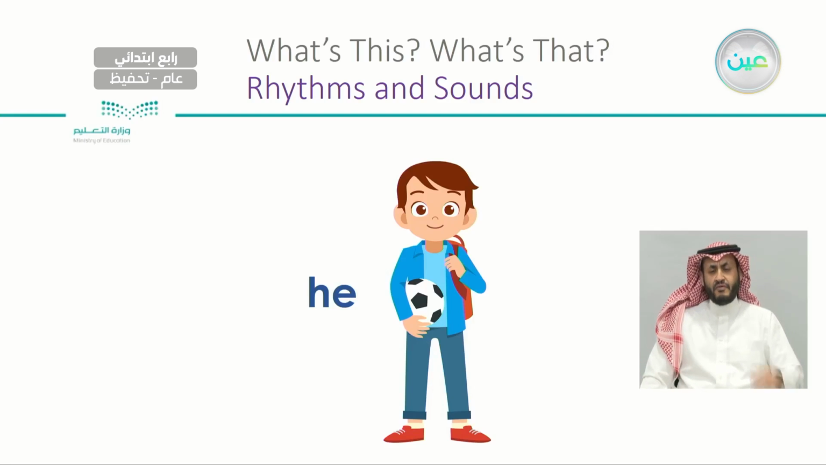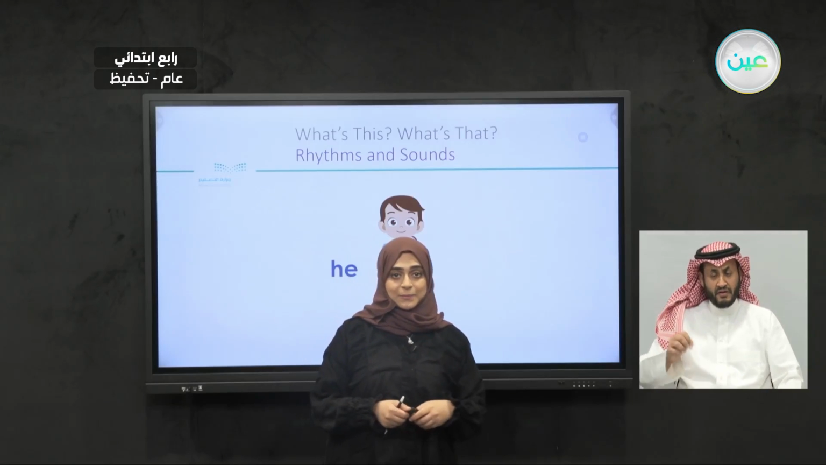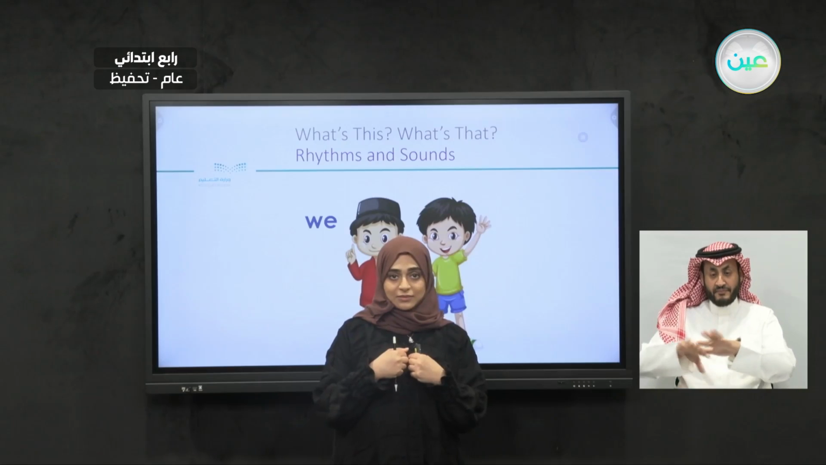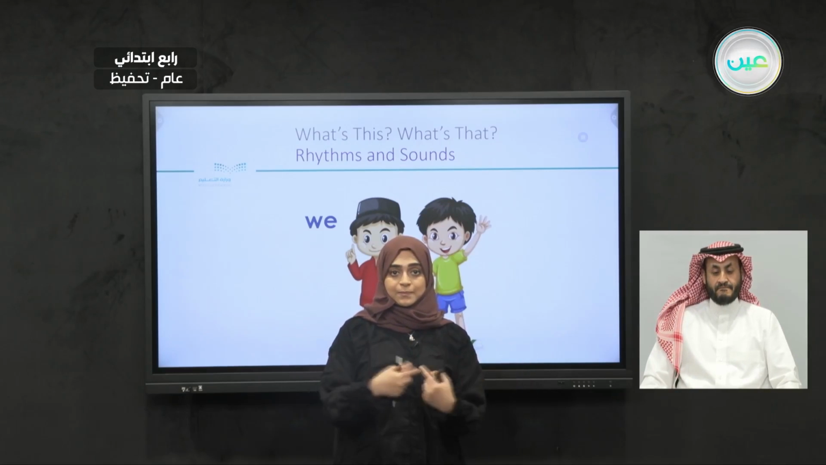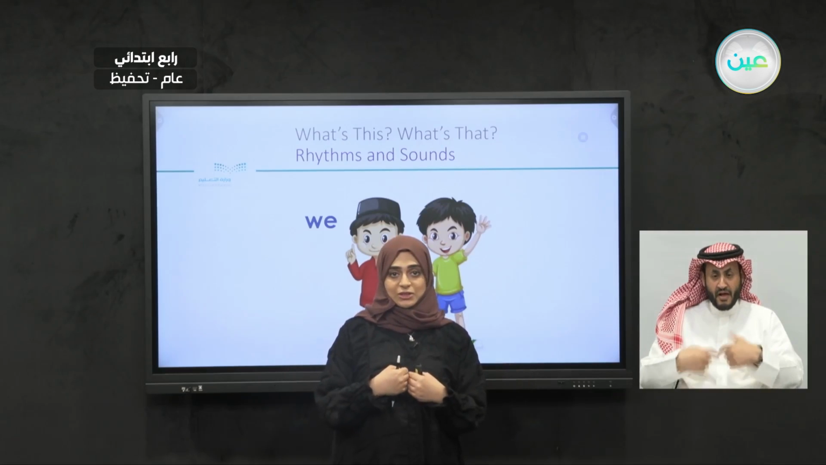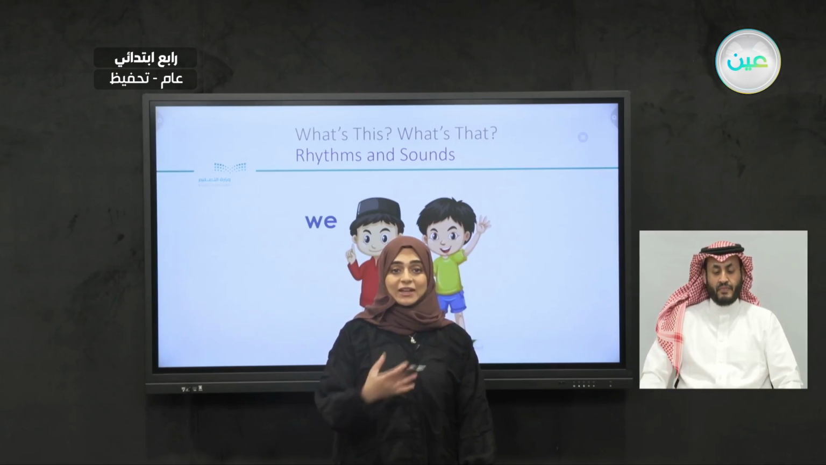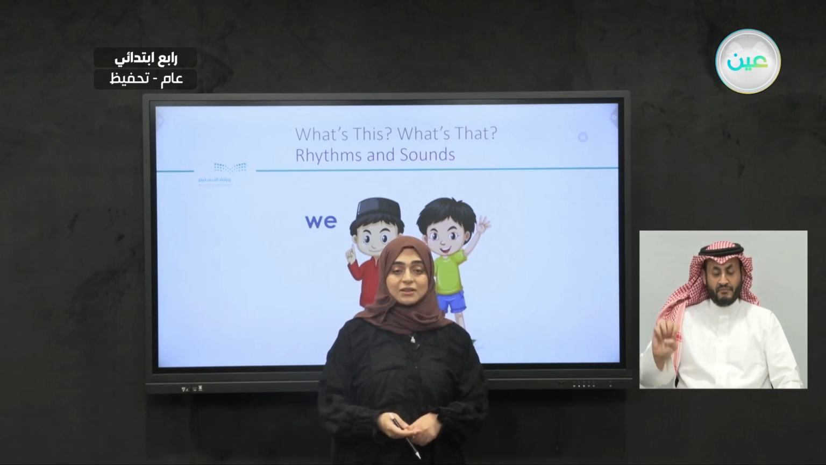What if it's a boy? What do we say? We say he. Excellent. He. He is holding a ball. He is wearing a backpack. What if I was talking about myself and someone else, or maybe a third person, and we are talking about ourselves? What do we say? We say, like I said many times, we, right? We. If I'm one person, I say I. If we are more than one person, we.